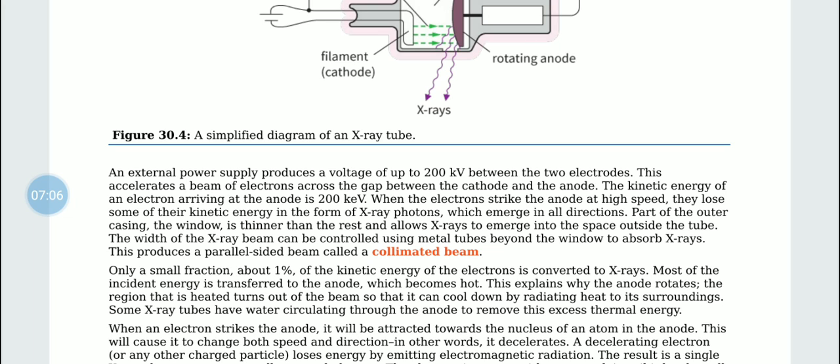The width of this X-ray beam can be controlled depending on what kind of area is going to be X-rayed. This controlling effect produces a parallel beam of X-rays called a collimated beam.